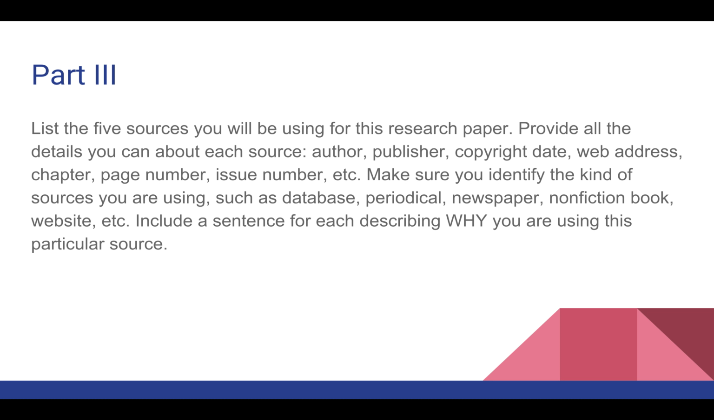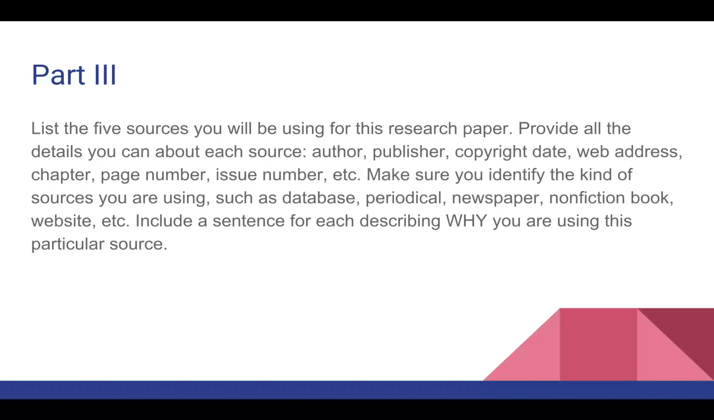All right, part 3. List 5 sources you will be using for this research paper. Provide all the details you can about each source: author, publisher, copyright date, web address, chapter, page number, page issue number, etc. Make sure you identify the kind of source you are using, such as database, periodical, newspaper, nonfiction book, website, etc. Include a sentence for each explaining why you are using this particular source.